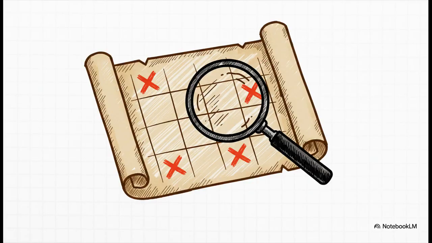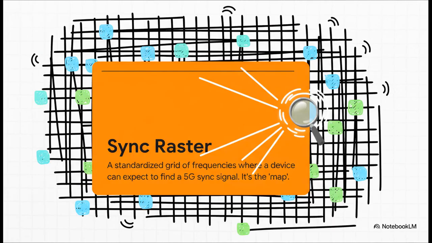To solve this needle in a haystack problem, 5G introduced a really clever new tool designed to guide the search. And that tool is called the sync raster. You can think of it as a predefined treasure map of frequencies. So instead of having to scan the entire massive channel looking for a signal, your phone just checks the specific locations marked on this map. As you can imagine, this saves a huge amount of time and battery life.